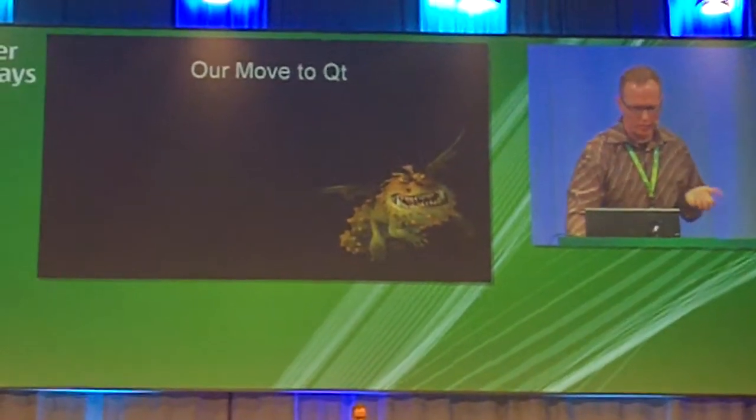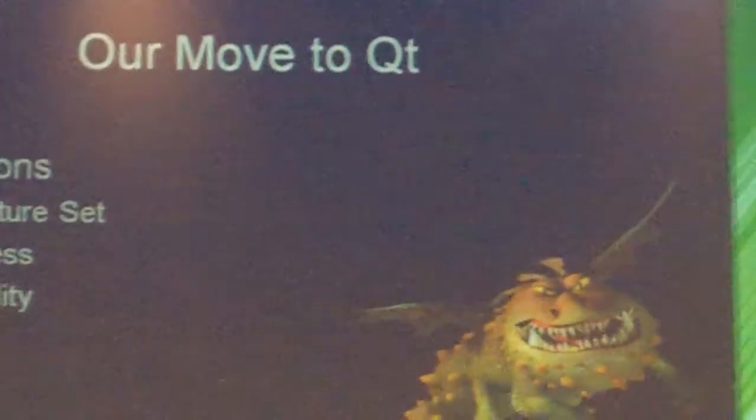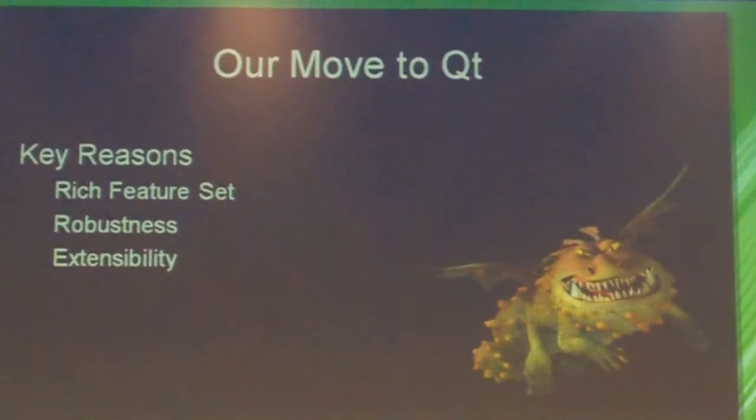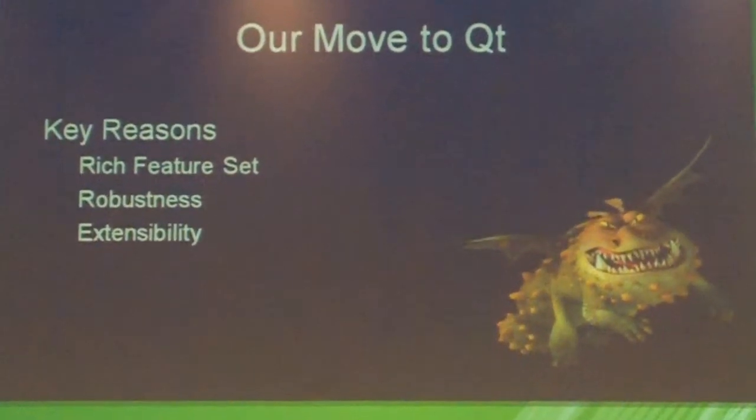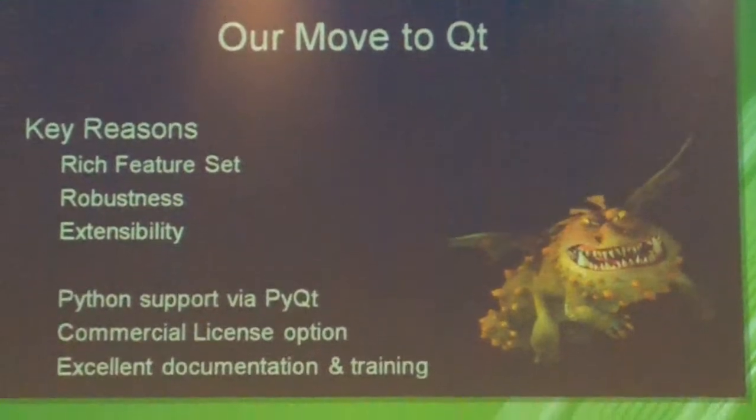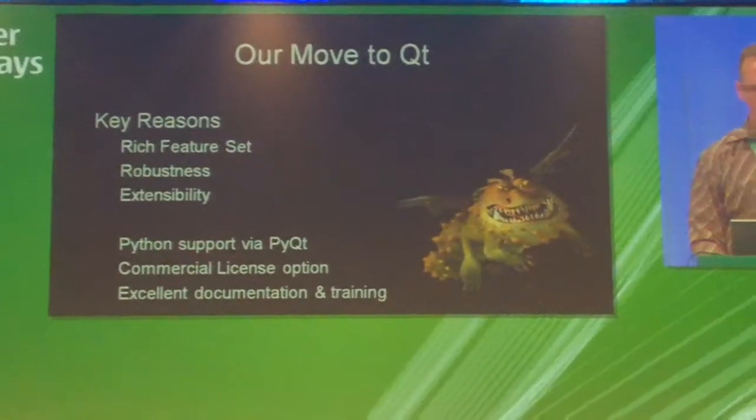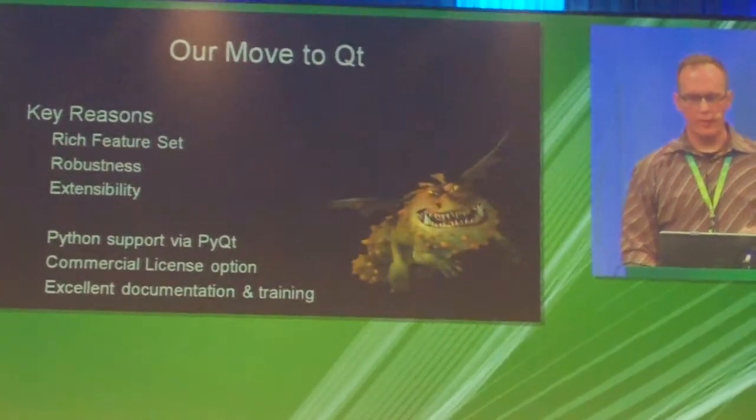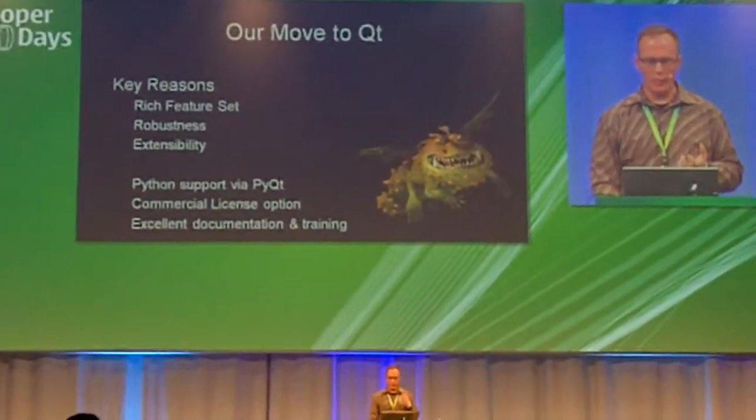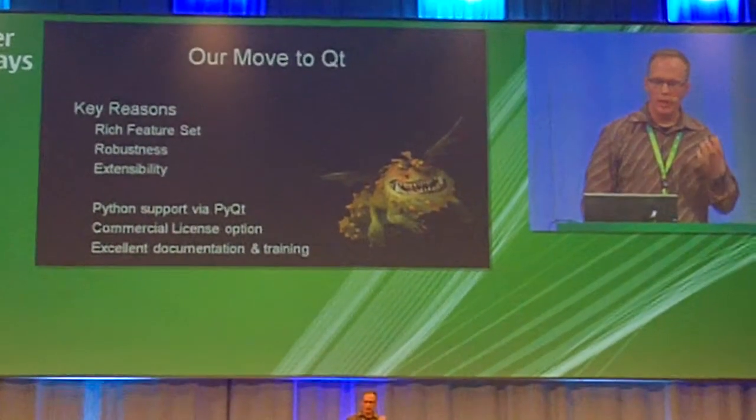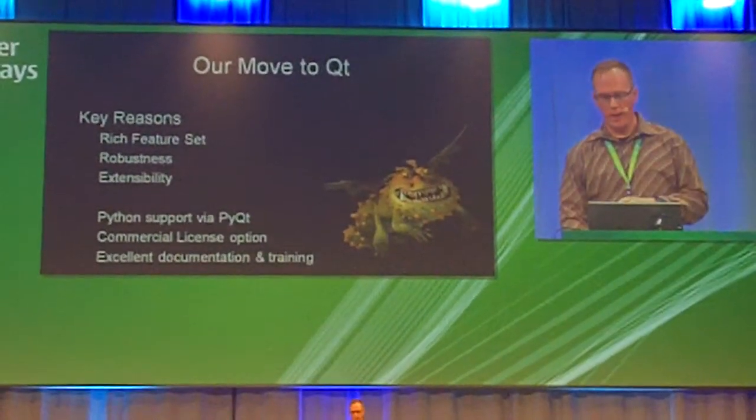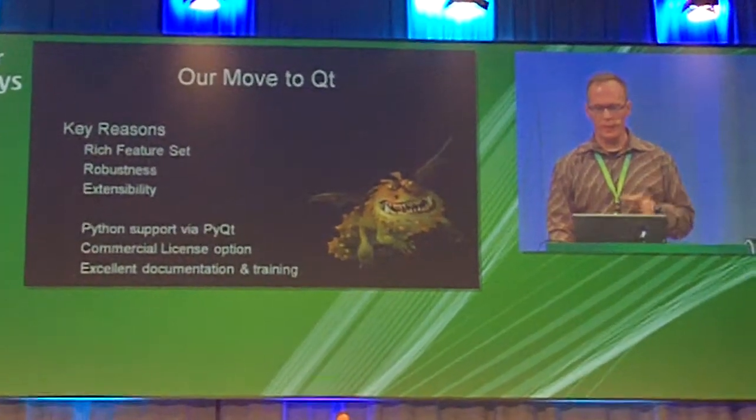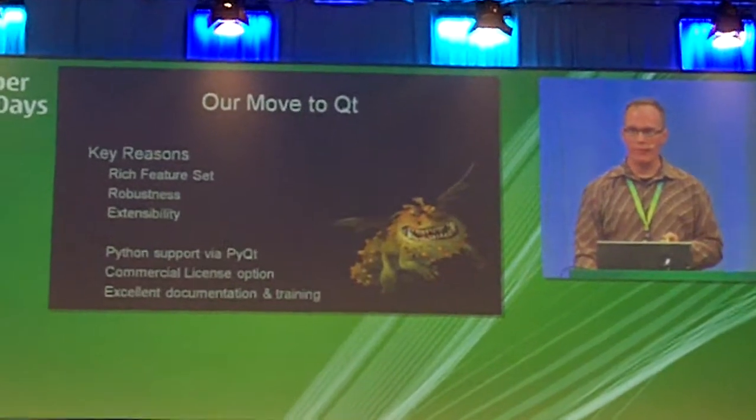So why did we choose Qt? Of course, Qt is known to be very stable and feature-rich and mature, and in addition to those compelling features, we also chose it because it had Python support via PyQt, and we've invested heavily in our Python tools, so this was key. It has a commercial license option, and for Dreamworks, when we have so much riding on third-party tools, we like to have a pay-for support model, similar to what we do with Red Hat. And there's excellent documentation and training, which has been key to ramp up the hundreds of developers that we have at our company.